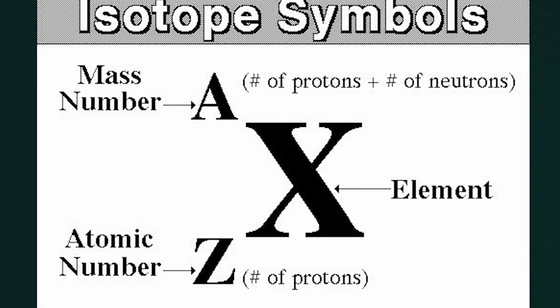First, you start with the symbol of the element. To the left of the symbol, we include the mass number on top, which is the number of protons plus the number of neutrons, while the atomic number goes on bottom. The atomic number represents the number of protons.